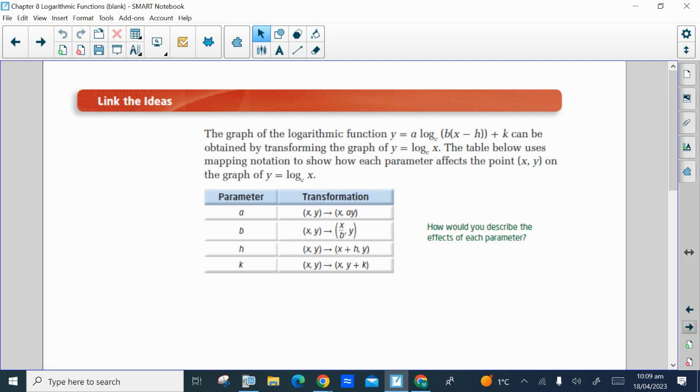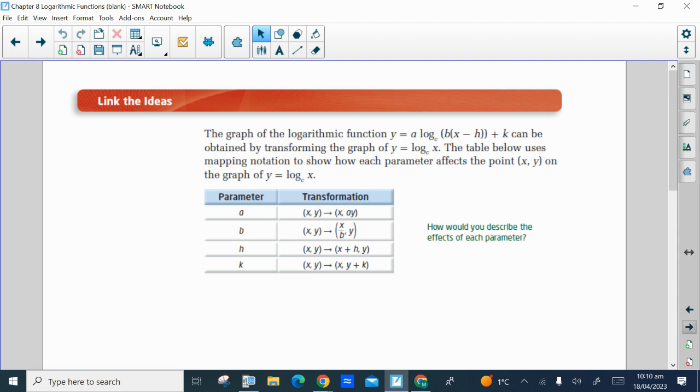But remember that the graph of the logarithmic function in the form y equals a log base c of b bracket x minus h plus k, we can obtain by transforming the graph of y equals log base c of x. So the parameters that we're working with are the same ones that we did before, a, b, h, and k, where a causes a vertical stretch by a factor of a, and if a is negative, it reflects it over the x-axis. As a mapping notation, x comma y maps into x comma a times y.